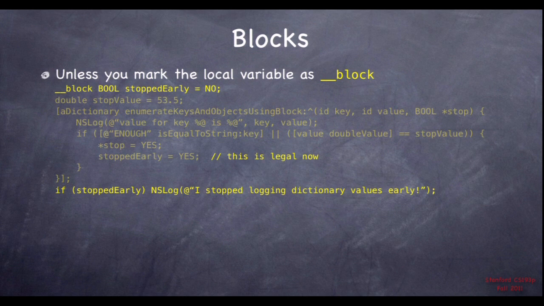Okay? So here we've got stopped early equals no. I put underbar block in front of it. Now the stopped early equals yes is legal inside that block. And when this enumerate keys and objects using block method is done, that stopped early will have whatever value it had when the last block touched it. Okay? So I could say if stopped early, then log I stopped logging dictionary values early. Okay? So that's pretty cool.